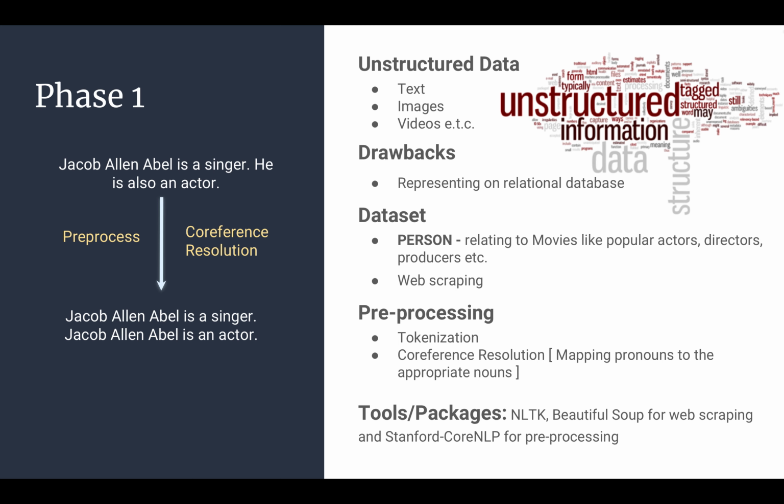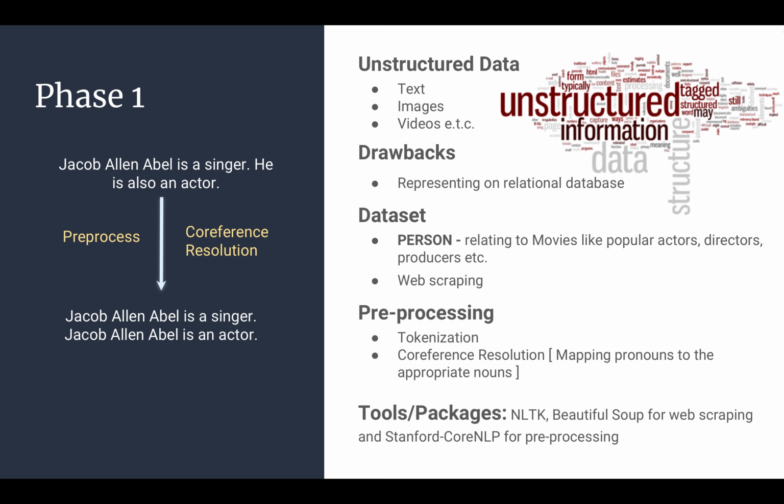For this, we perform scraping and obtain the information about people who are associated with movies. As a part of pre-processing, we tokenize the text and try to remove all citations, punctuations and others. Then we try to resolve co-referencing.